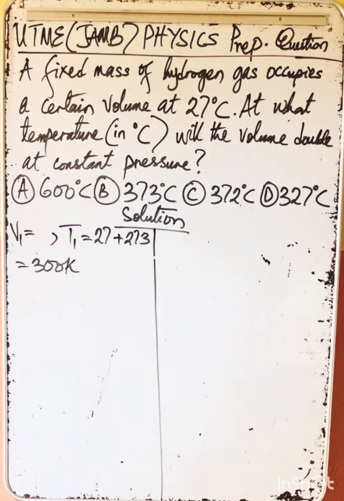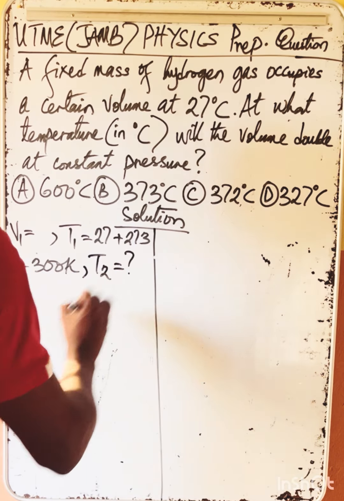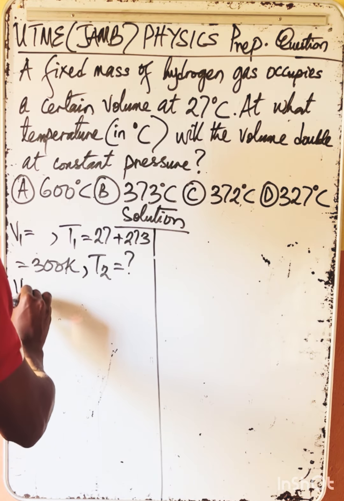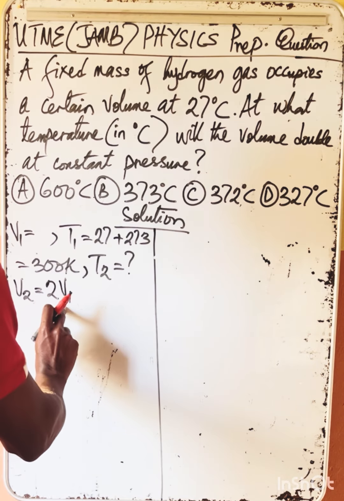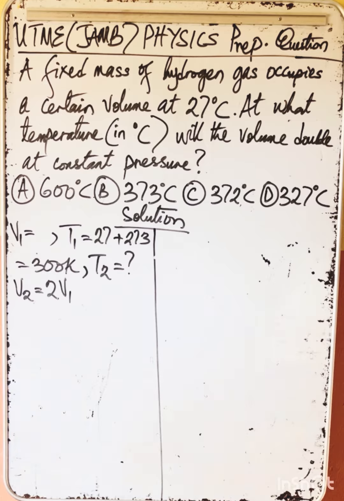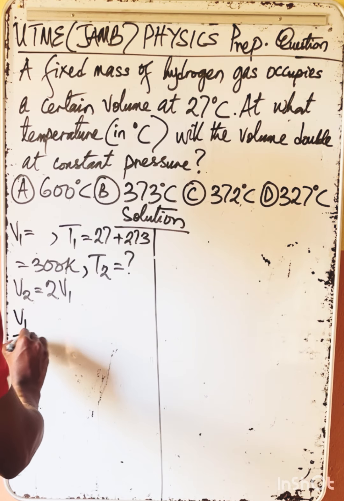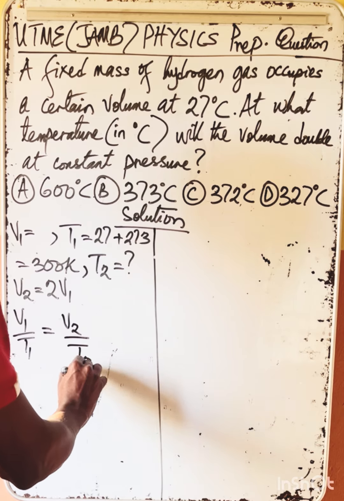At what temperature? So we are looking for T2. Will the volume double, if V2 is 2 times V1, twice V1? That is what is meant by to double. All right, if this is the case, it's very simple. So our Charles' law says V1 over T1 is equal to V2 over T2.